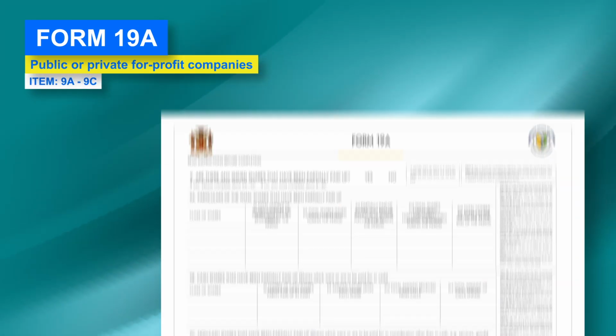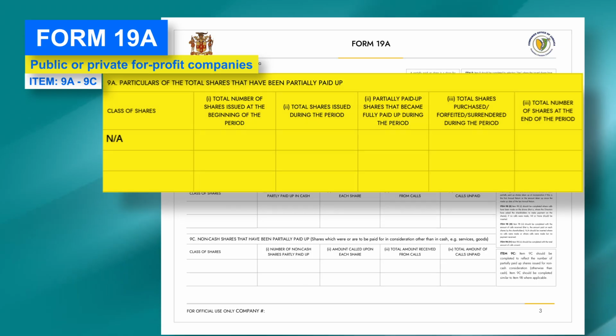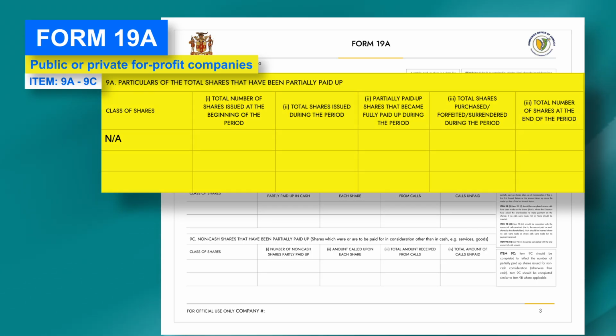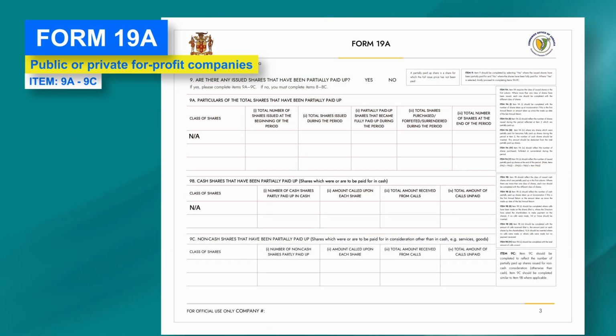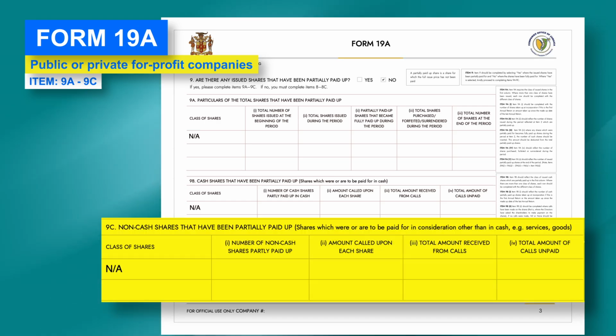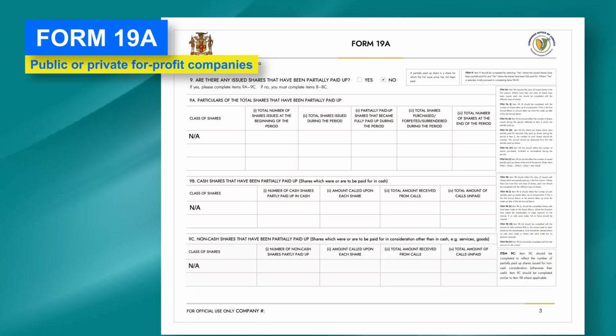Item 9A must have the particulars of the total shares that have been partially paid up. This is where some payment has been received for the shares. Item 9B, the cash shares partially paid up, and Item 9C, the non-cash shares partially paid up.